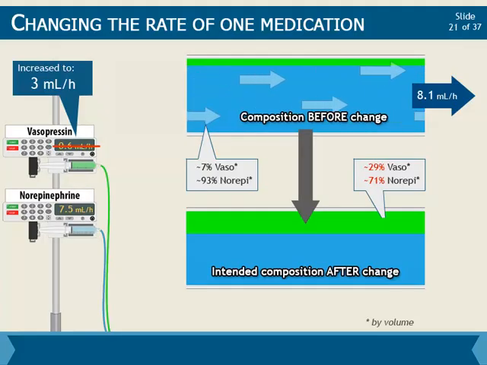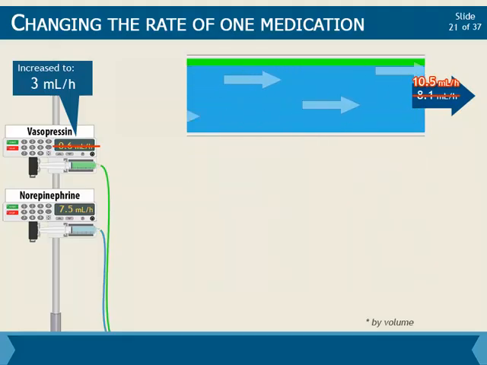While the composition does not change instantly, the flow rate through the dead volume does. The old composition is now flowing faster, and it is not mixed in the appropriate ratio for this new rate.